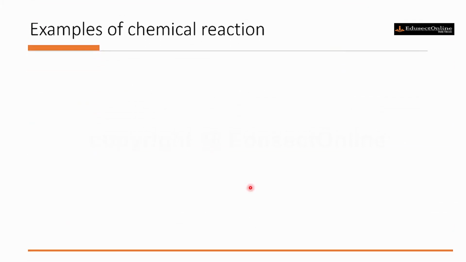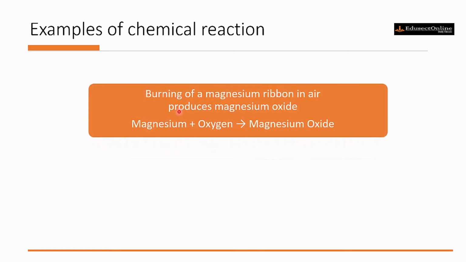Examples of a chemical reaction. Let's see some examples of a chemical reaction. The first one is burning of a magnesium ribbon in air, which produces magnesium oxide. If we keep a magnesium ribbon in a flame, it produces a white powder called magnesium oxide. It is because the magnesium reacts with oxygen present in the air, leading to the formation of magnesium oxide.